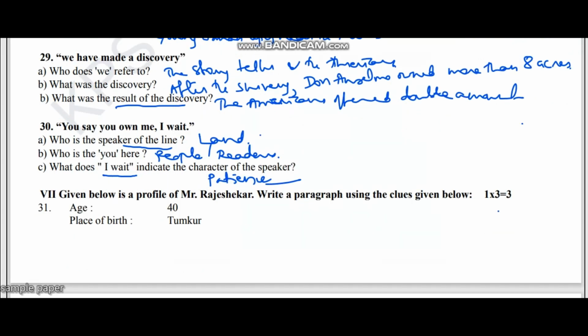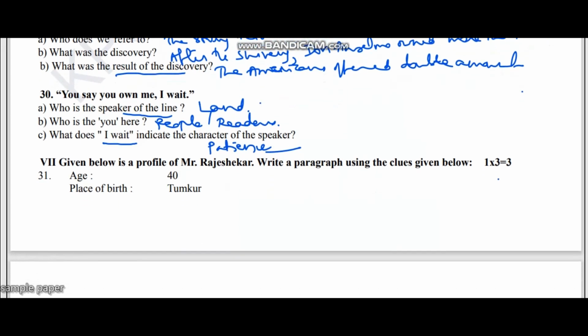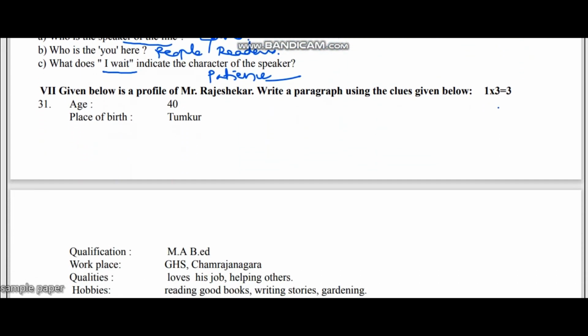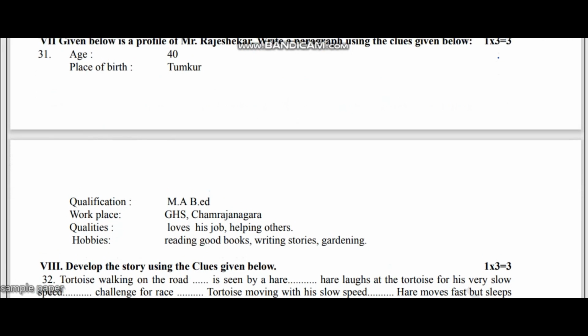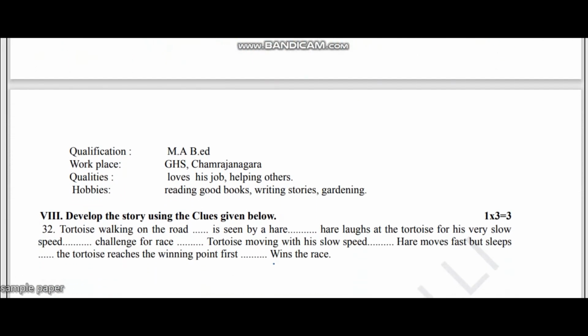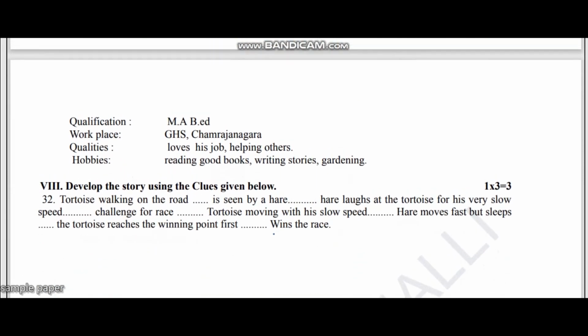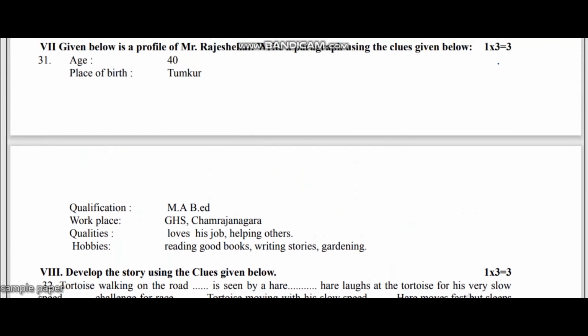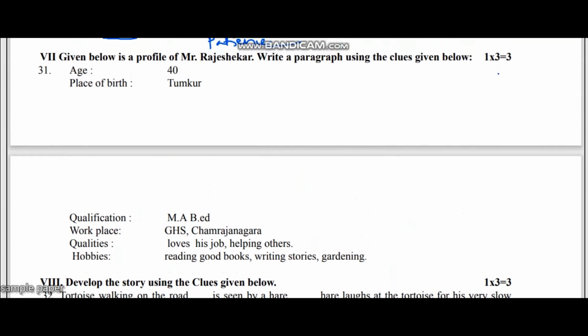Roman number 7. Given below is a profile of Mr. Rajshekhar. Write a paragraph using the clues given below. Age 40, place of birth Tumkur, qualification MA B.Ed, workplace GHS Chamarajnagara, qualities loves his job, helping others, hobbies reading good books, writing stories, gardening. So this profile will be written in the form of a paragraph.